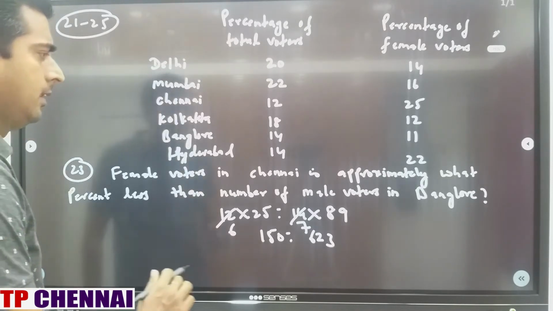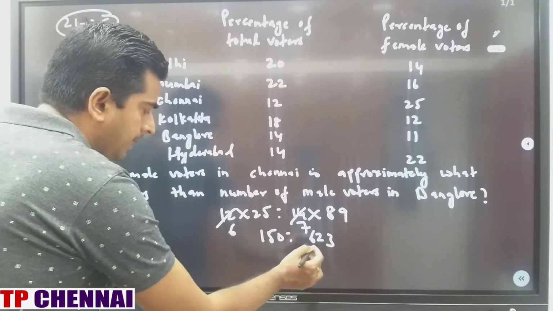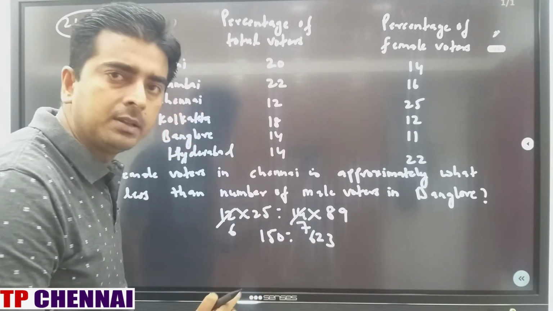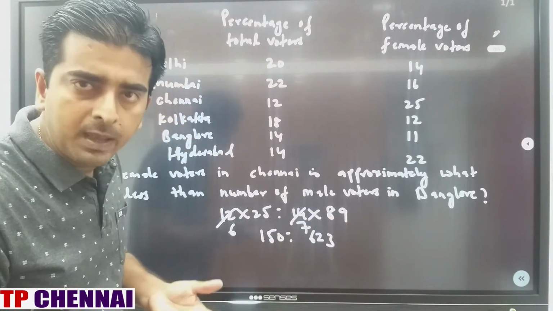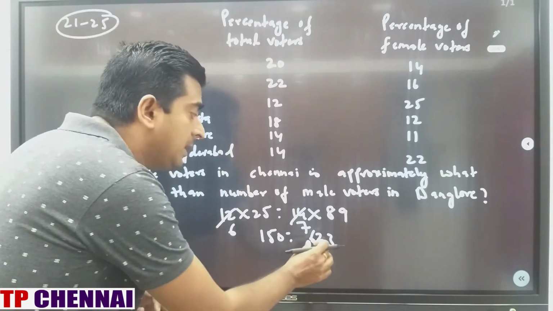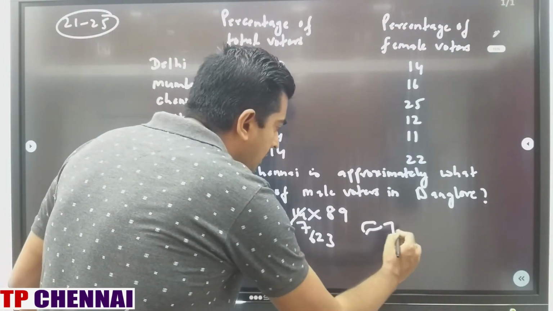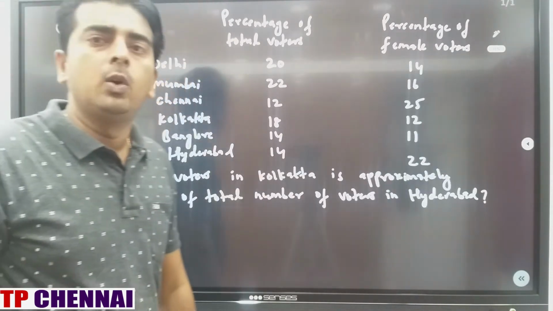What are they saying? What percent less? Okay, so how much is it less? Now you observe here. This is 150, this is 623, this is 1 by 4 times because 150 into 4 is 600. Remaining is 3 by 4 times. What is the percentage value? 75%. But this number is more than 600, so my answer is approximately 76%. Mind calculation. So I hope you are clear with 23.